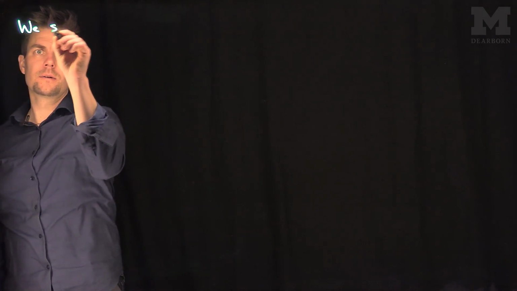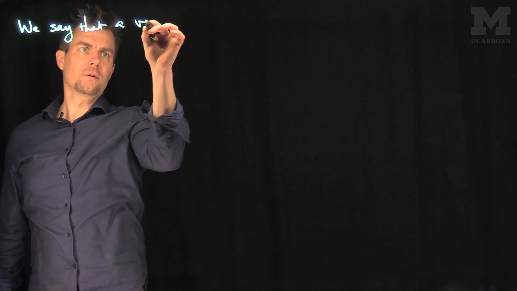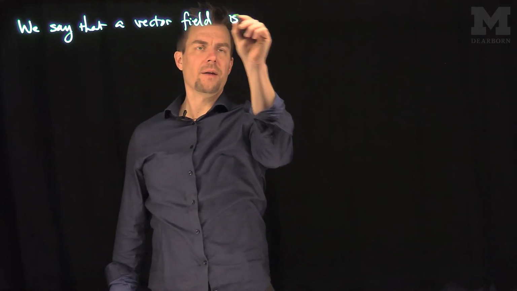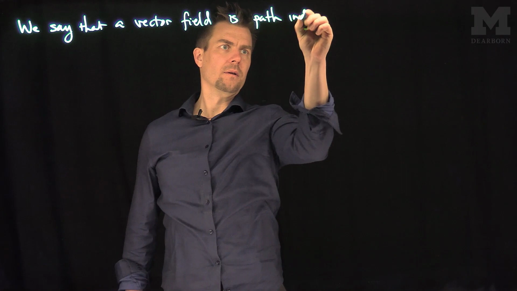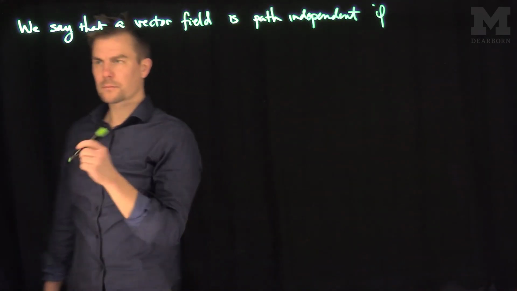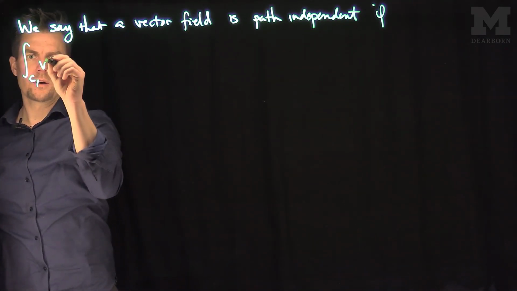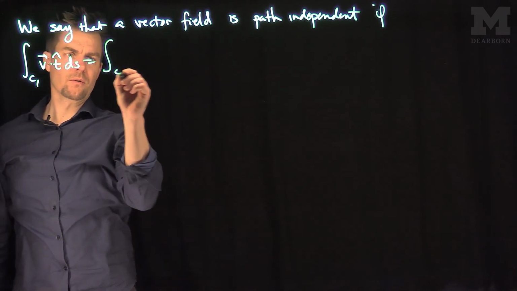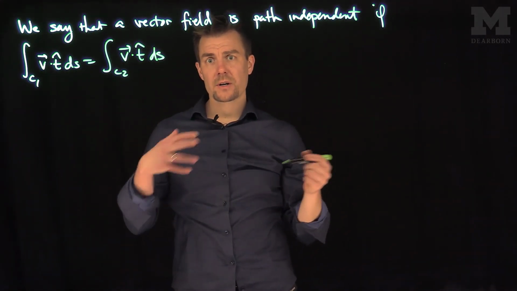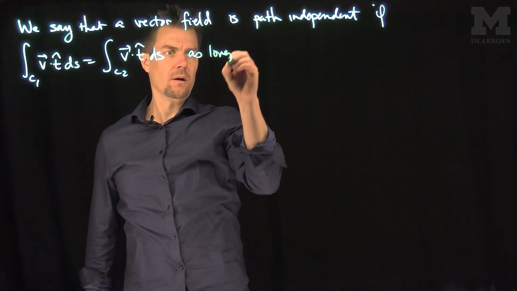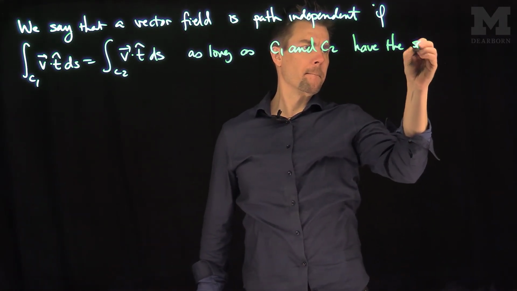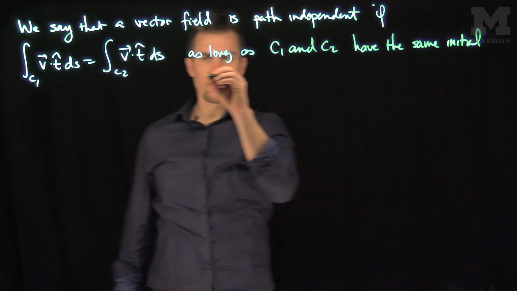We say that a vector field is path independent, or has the path independent property, if the integral over C1 of v dot t hat ds is equal to the integral over C2 of v dot t hat ds, as long as C1 and C2 start and end at the same points, as long as C1 and C2 have the same initial and terminal value.